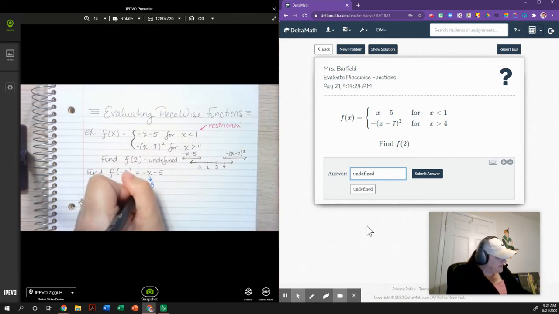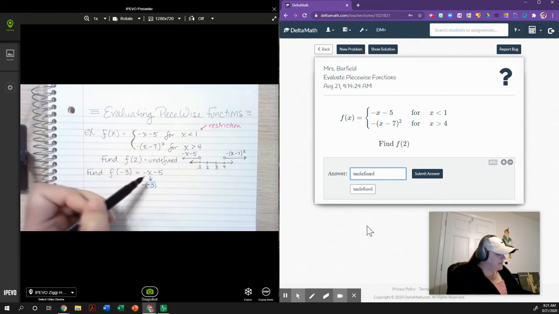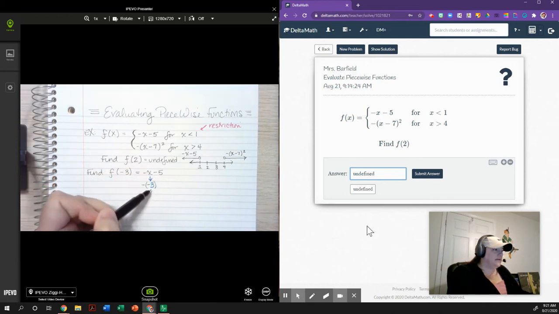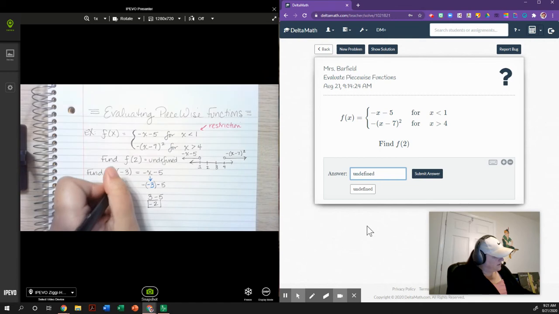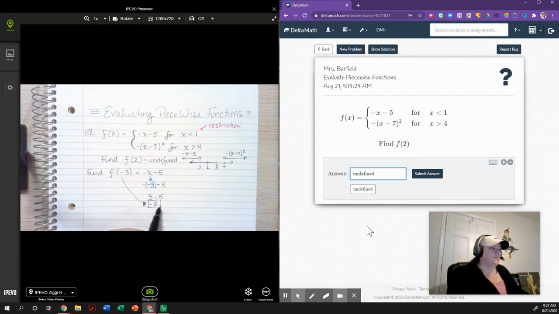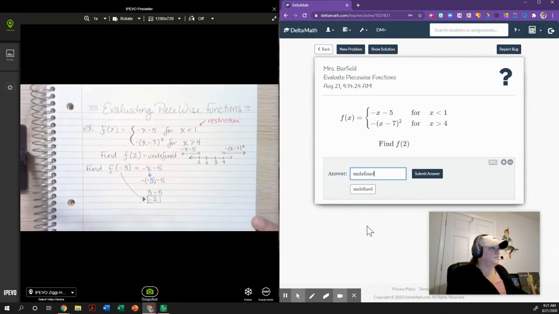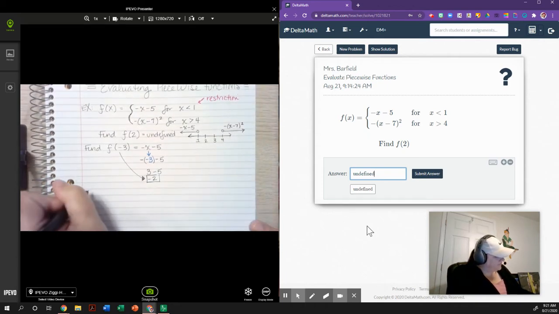Now, this is where evaluating by hand, you have to be really, really careful. So I have to bring down that negative sign, because I only replaced x with negative 3. I didn't replace negative x. Bring down that minus 5. Negative times a negative, so that would become 3 minus 5. So my answer would be negative 2. So f of negative 3 would be negative 2.